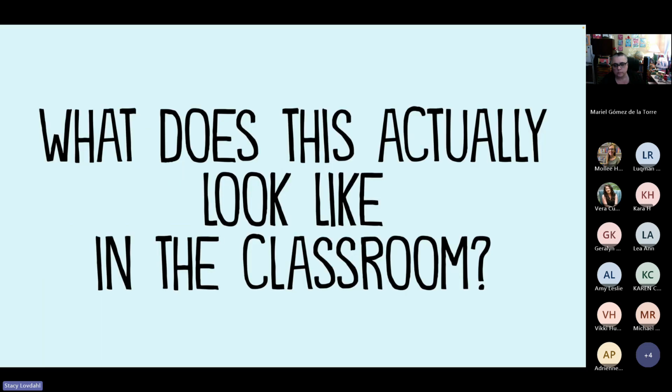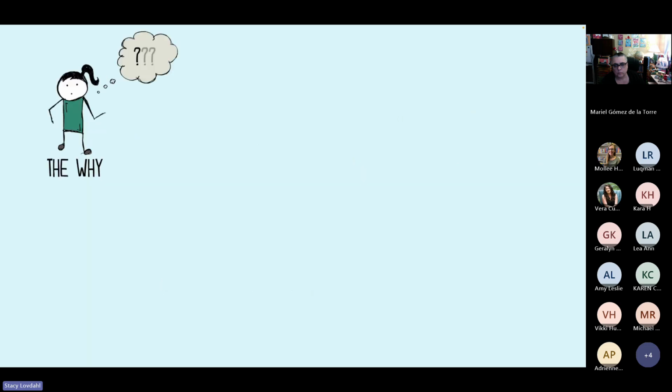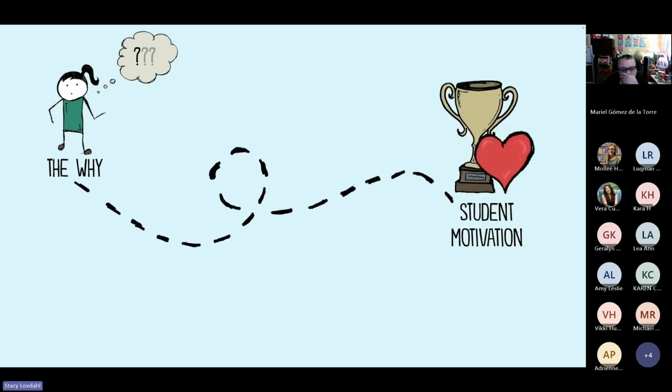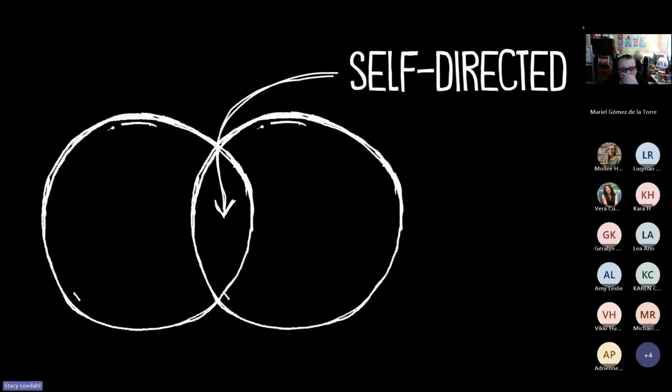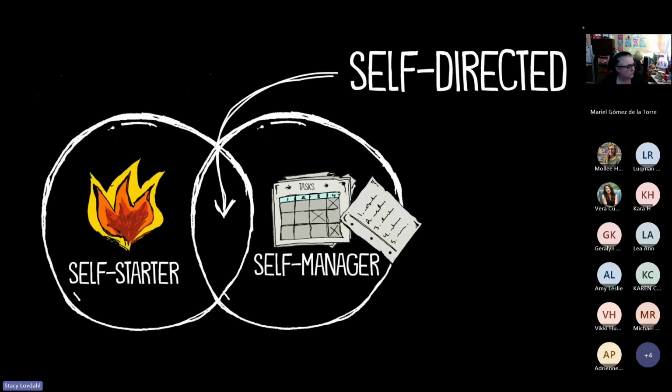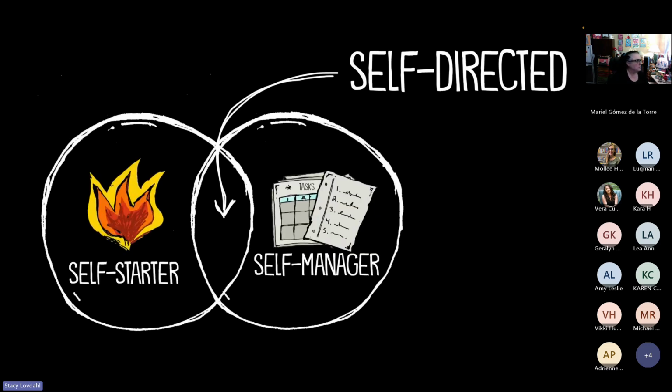So what does this actually look like in the classroom? Well, there is no one set prescriptive way of doing UDL, but here are a few ideas. When it comes to the why of learning, teachers can focus on student interests, agency, and motivation. This helps students become self-directed, meaning they are both self-starters and self-managers. And it starts with student choice.